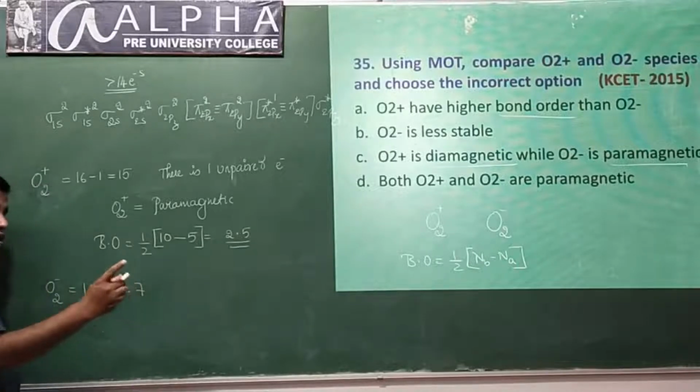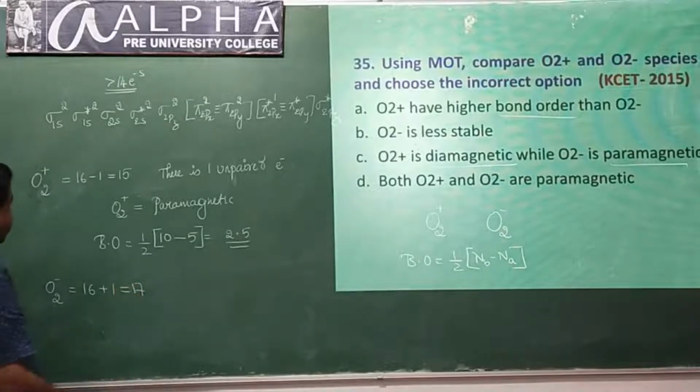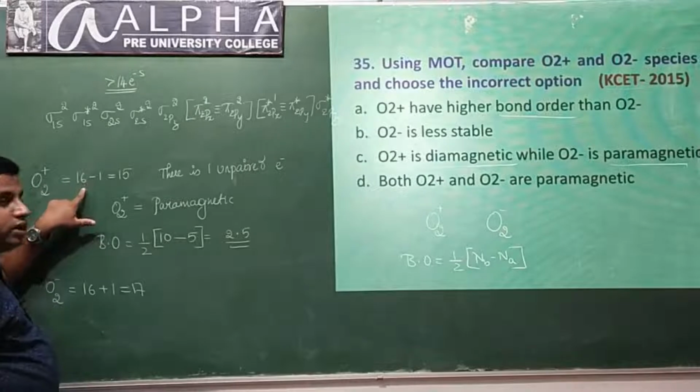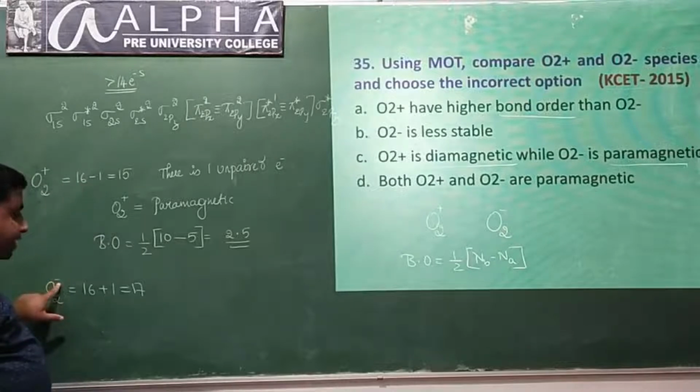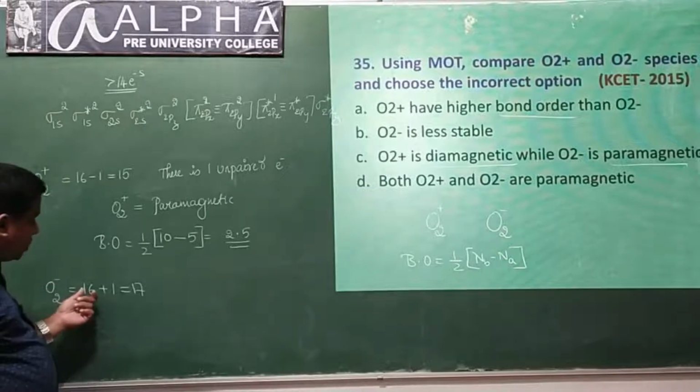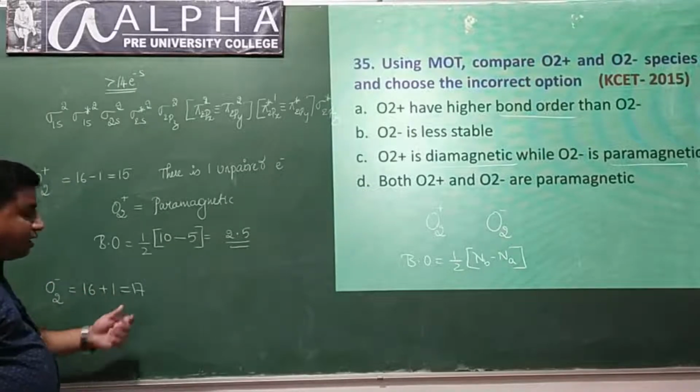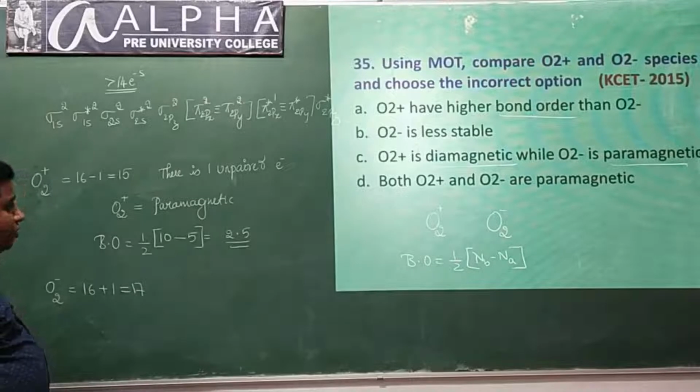So, I hope you are able to understand. If there is a positive charge, you have to subtract that positive charge from the total number of electrons. If there is a negative charge, you have to add that negative charge to the total number of electrons. So the total number of electrons is now 17.